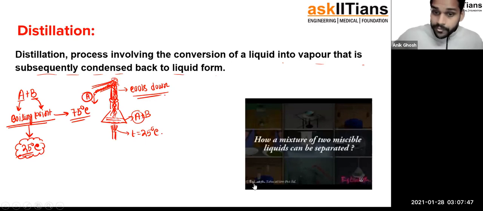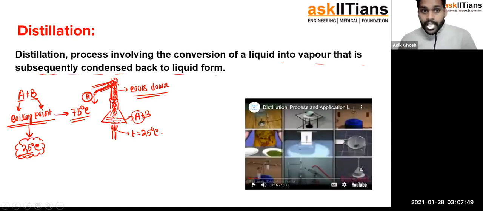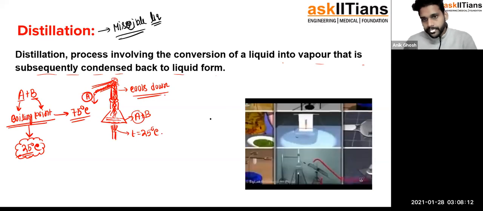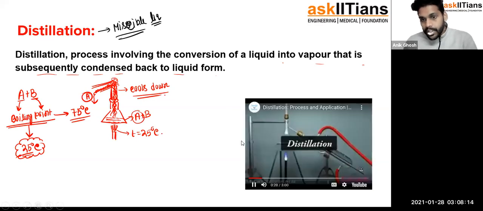Oh yeah, that was the very important thing over here. The previous one was about immiscible liquids, but distillation occurs for miscible liquids. So for miscible liquids only we use the distillation process, not for immiscible. For immiscible we use a separating funnel. For miscible we use this. You can see this is the entire setup, and the setup is pretty impressive.